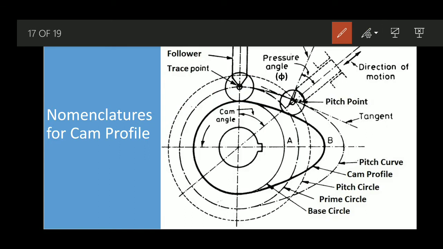Next, we have different varieties of circles, which give you an indication of the size and so on. We'll be discussing the base circle. So what is the base circle?